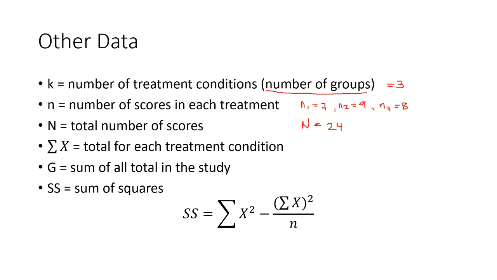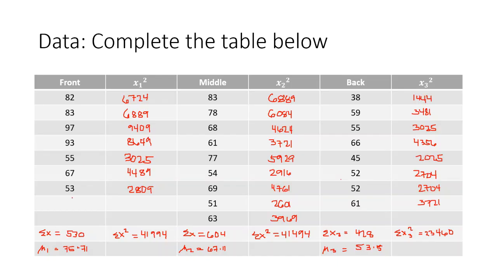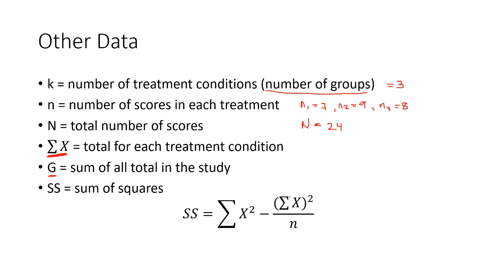Now for the G, this is actually the grand total, or the sum of all totals in the study. So if our summation of x's are 530, 604, and 428, our grand total, or the G, is equivalent to 1562. Again, that is just the total of all the summations that we have.